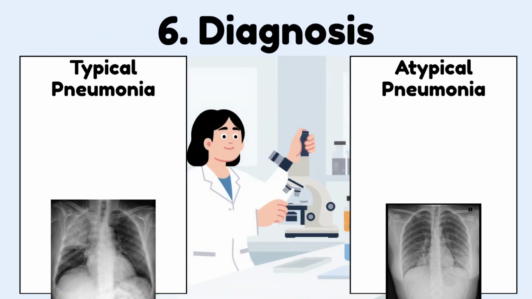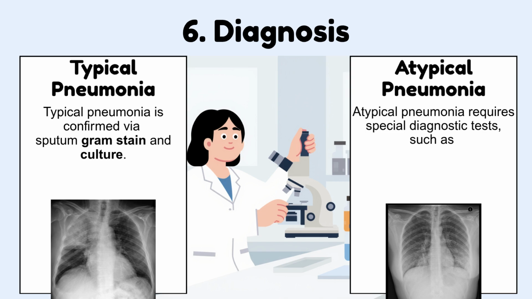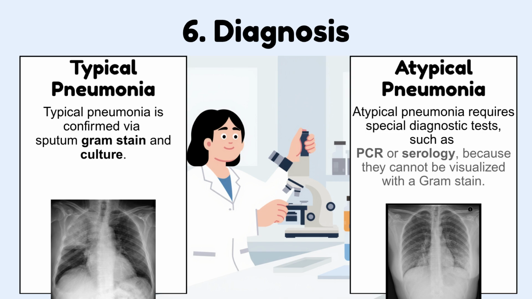Diagnosis of pneumonia. Typical pneumonia is confirmed via sputum Gram stain and culture. Atypical pneumonia requires special diagnostic tests, such as PCR or serology, because they cannot be visualized with a Gram stain.